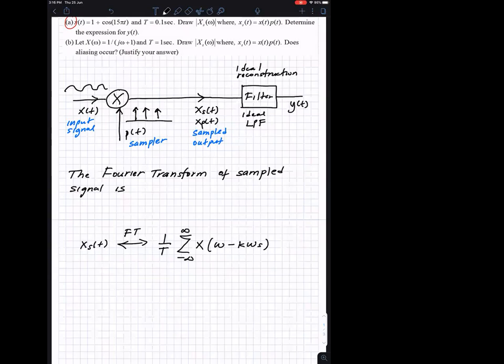To draw, you cannot simply draw. You need to use this formula to figure out the replication, at what frequency it is getting replicated, and how much it is scaled up or down.